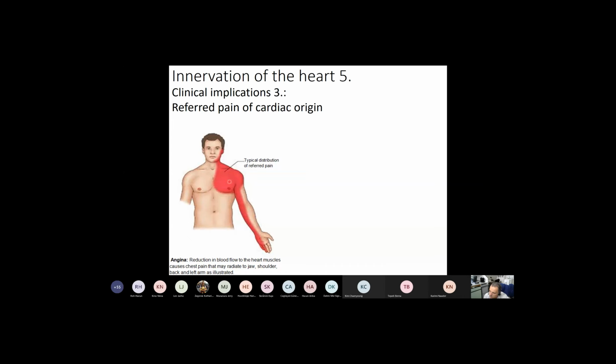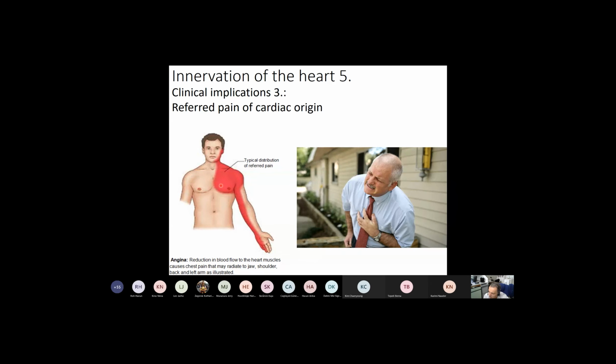And typically the maximum of the pain is in the chest. So if your patient has such a symptom, think about, for instance, blood supply problems of the heart, and that's a kind of referred pain. Okay, so this is what I wanted to summarize today.